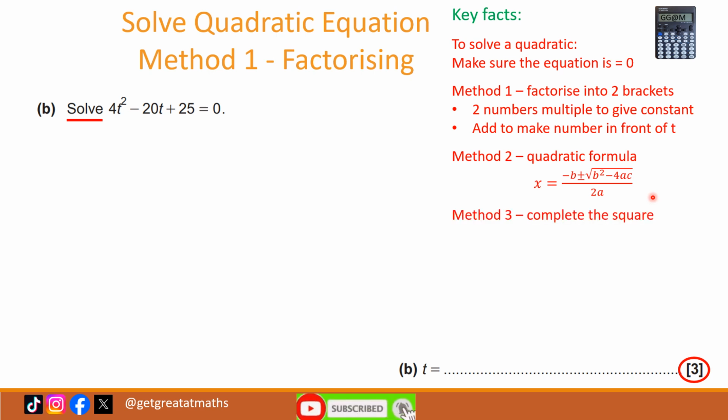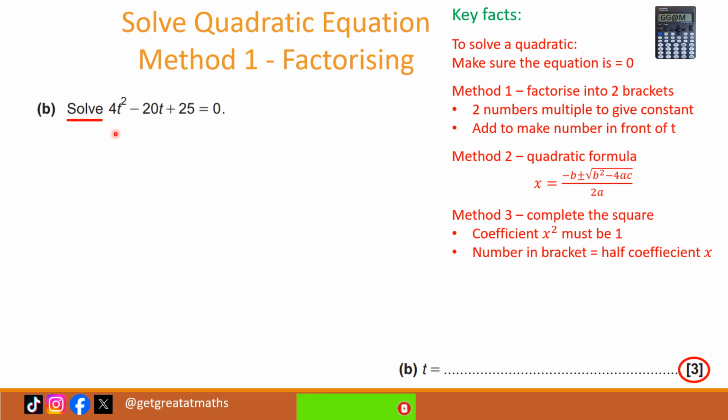Method 3 is by completing the square. To be able to complete the square, the coefficient of x squared must be 1. This is the number in front of the x squared, or in this case t squared, so this has got to be a factor of 1. Then we've got to take the number in the bracket, so you're going to have a t minus and then a number. That number is going to be half of the coefficient of x, or in this case half the coefficient of t.